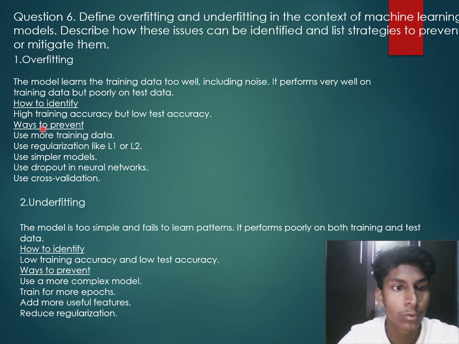Ways to prevent it. Use more training data. Use regularization like L1 and L2. Use simpler models. Use dropout in neural networks. Use cross validation. Underfitting. The model is too simple and it fails to learn patterns.